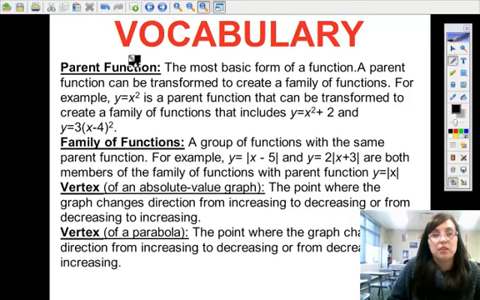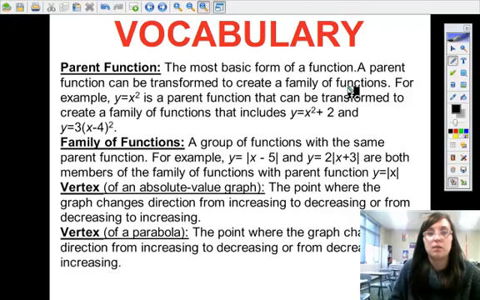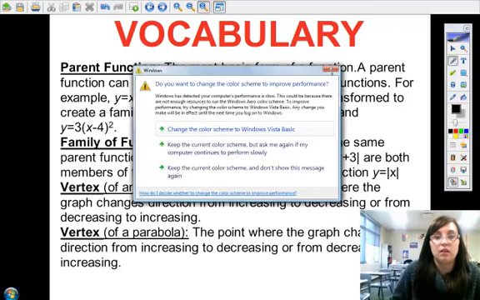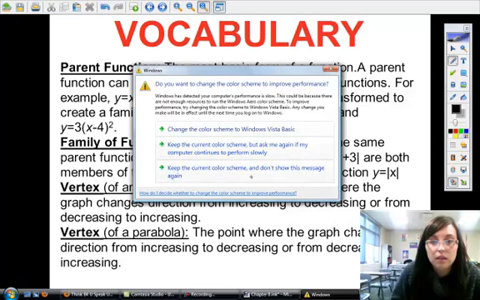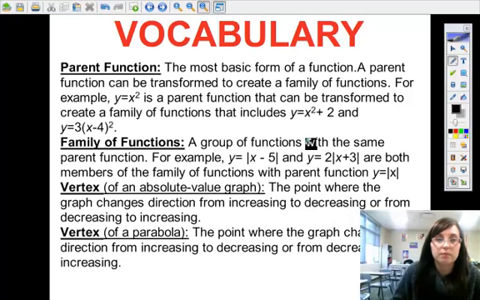So the parent function is the most basic form of a function. So those are the ones I was talking about. They're the ones that you can change. So a parent function is the most basic form of a function. It's what you can transform to create a family of functions. So our examples that we're going to be looking at in this chapter are y equals x squared and y equals the absolute value of x.